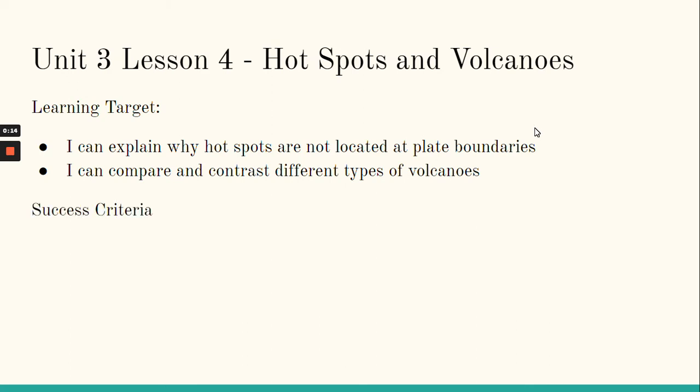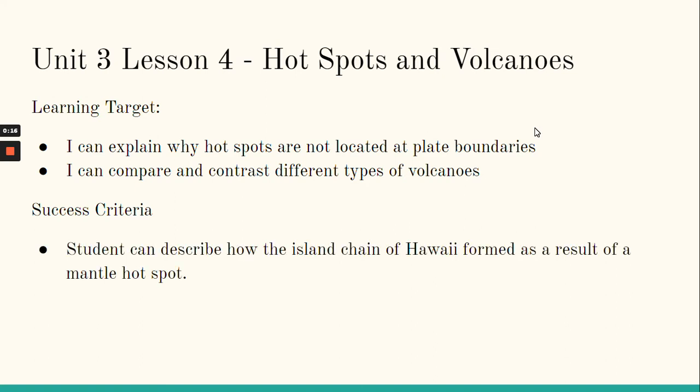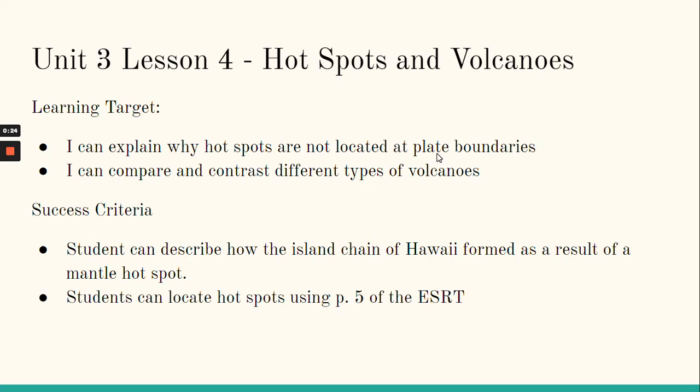And then our success criteria. Students can describe how the island chain of Hawaii formed as a result of a mantle hotspot. Students can locate hotspots using page 5 of the Earth Science Reference Tables.